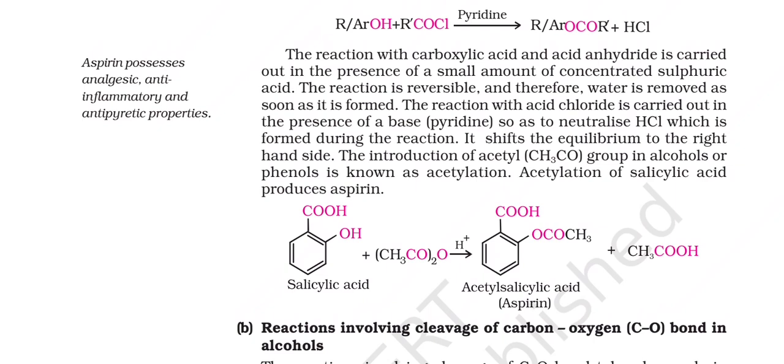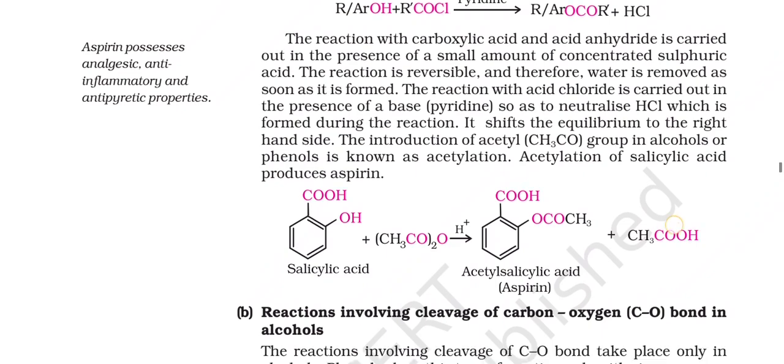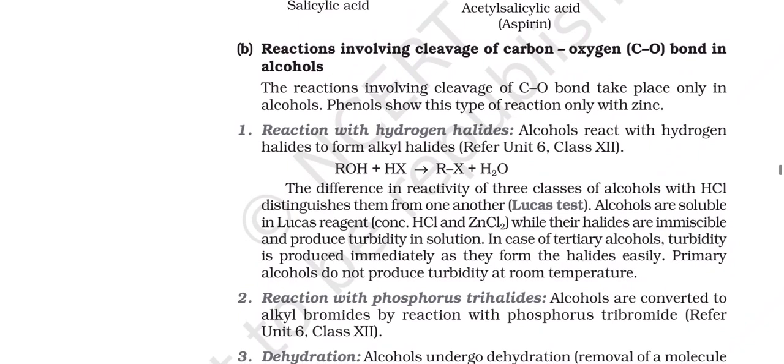The reaction with acid chloride is carried out in the presence of a base so as to neutralize the HCl which is formed during the reaction, and to shift the equilibrium to the right hand side. The introduction of an acetyl group in alcohol or phenol is known as acetylation. Acetylation of salicylic acid produces aspirin.